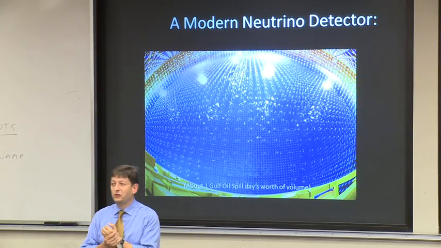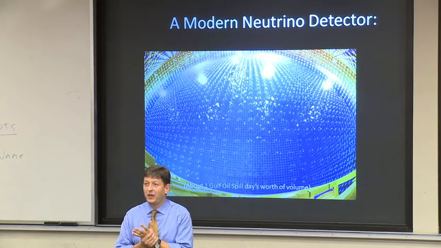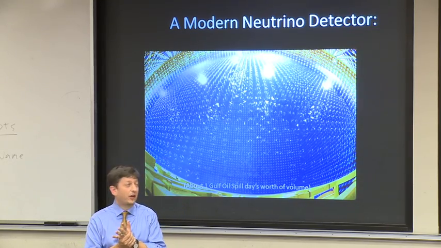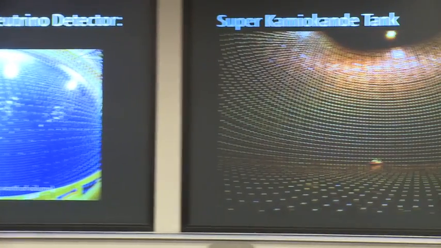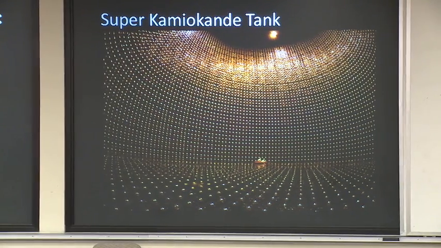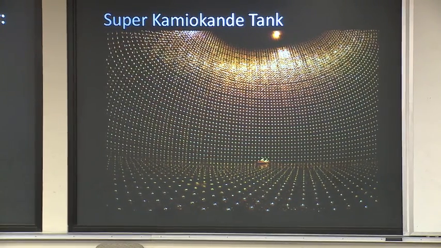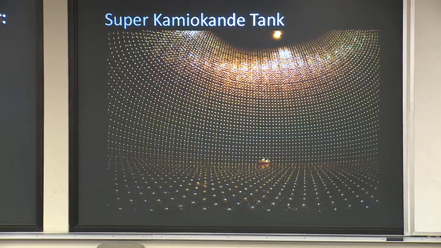This is the world's largest neutrino detector. It's located in Japan, and it's called the Super Kamiokande detector. Kamioka is the name of a mine in Japan, so it's, I forget what the NDE tacked on means in Japanese. But it's an enormous volume. It's about 50,000 tons of water. That's equivalent to about one Gulf oil spill day, to put in Texas terminology.